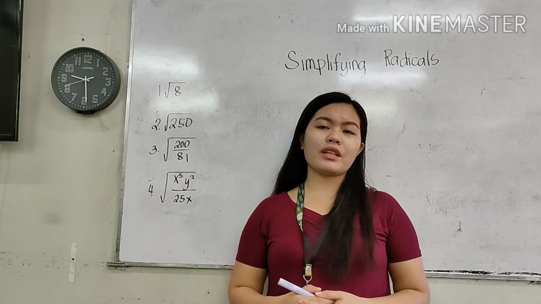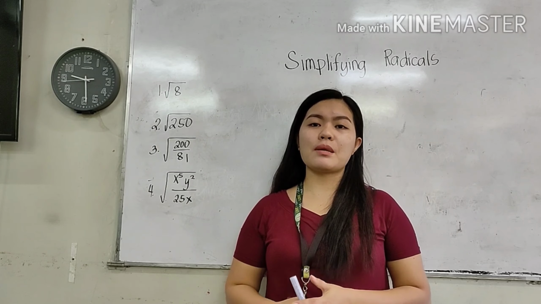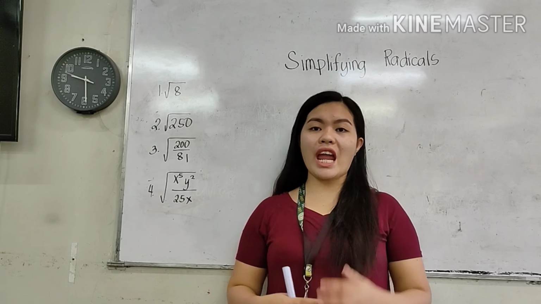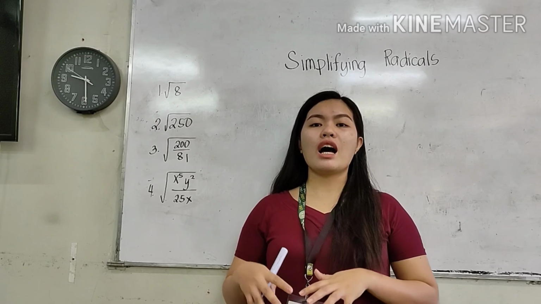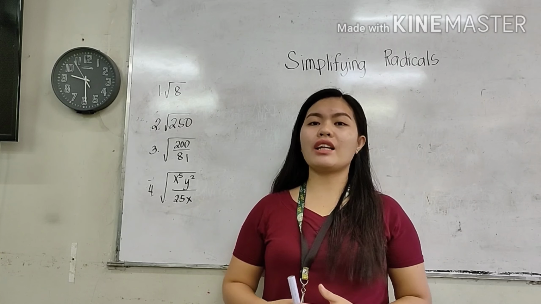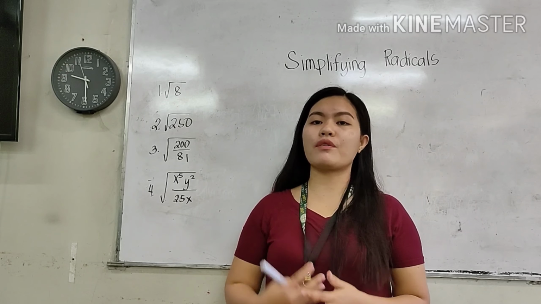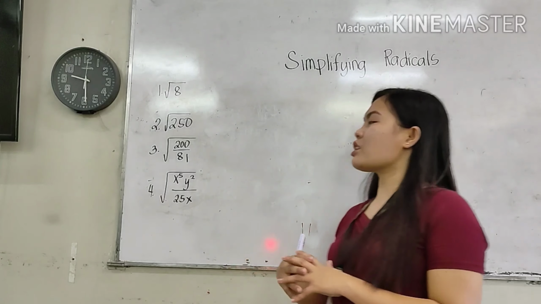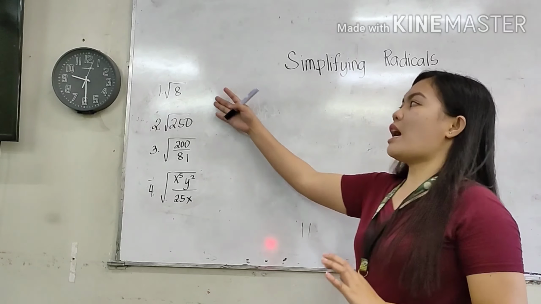So in the last topic that we had, we learned to simplify radicals by getting the square root, cube root, or any nth root. So now let's simplify the radicals with a radicand that is not a perfect square, perfect cube, or perfect nth root. So now let us start with the first example.